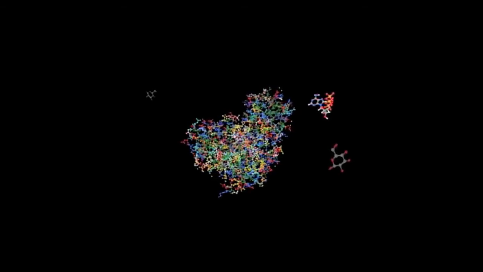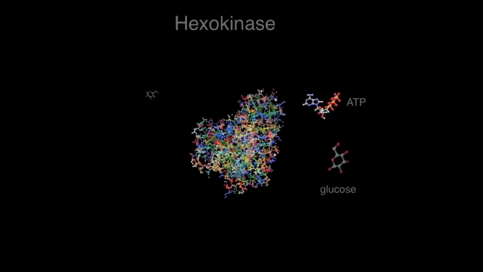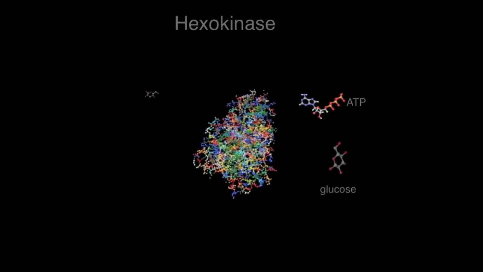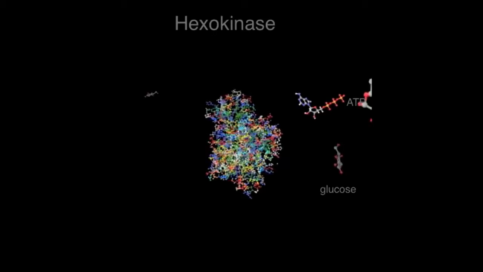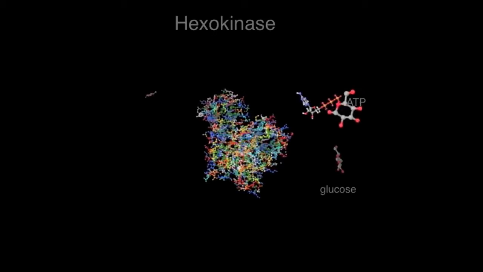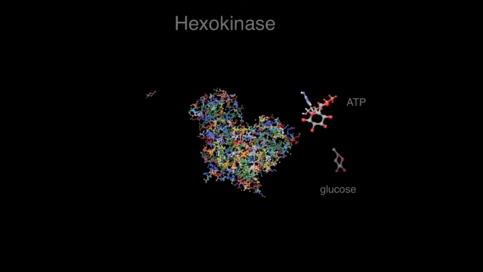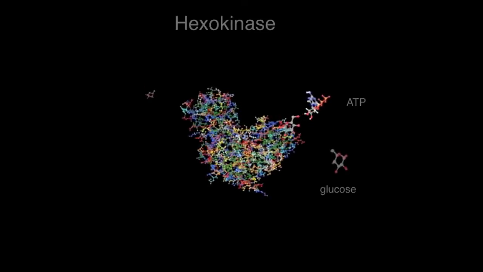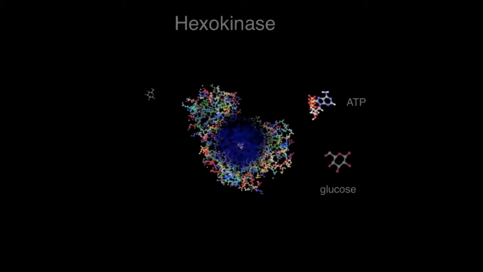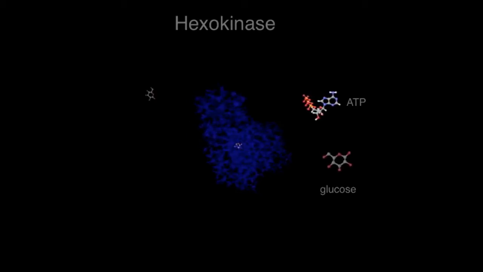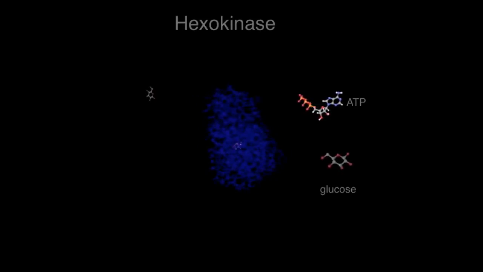So the first enzyme here is hexokinase. And we have glucose here, these little molecules of glucose, and ATP is involved. Hexokinase will phosphorylate a glucose molecule by removing a phosphate group from ATP. So we're investing energy in this first phase of glycolysis.